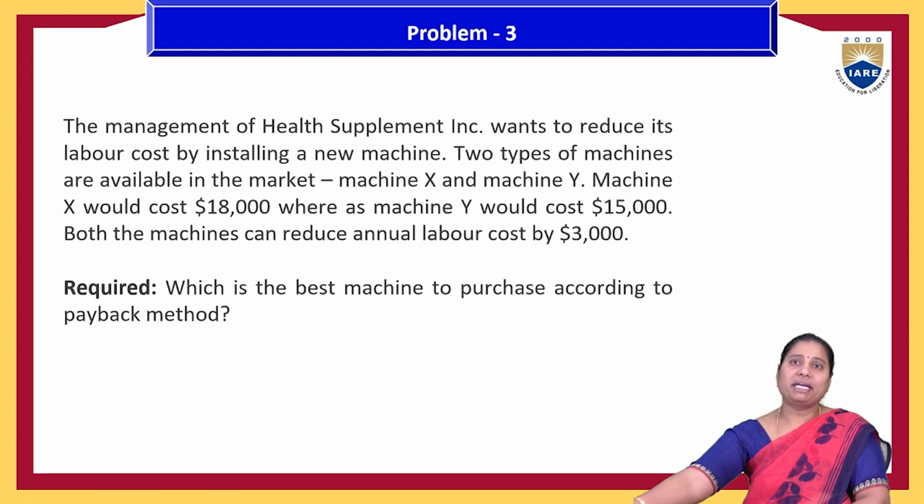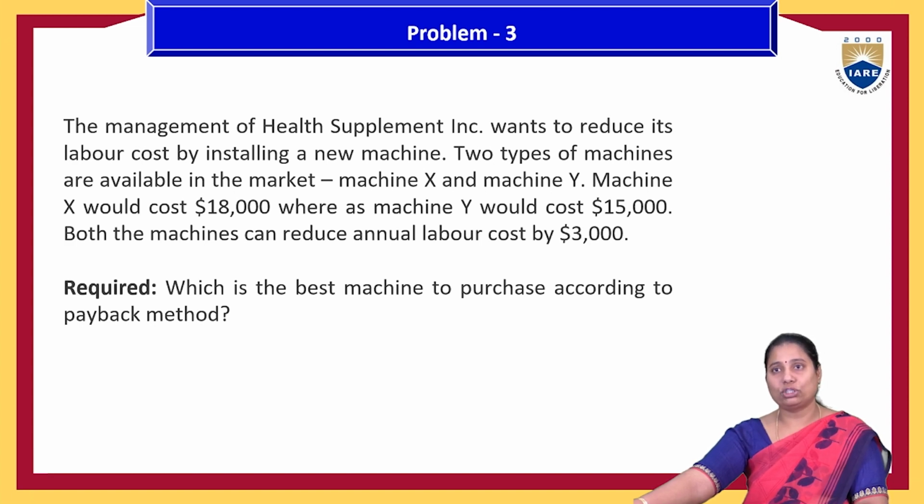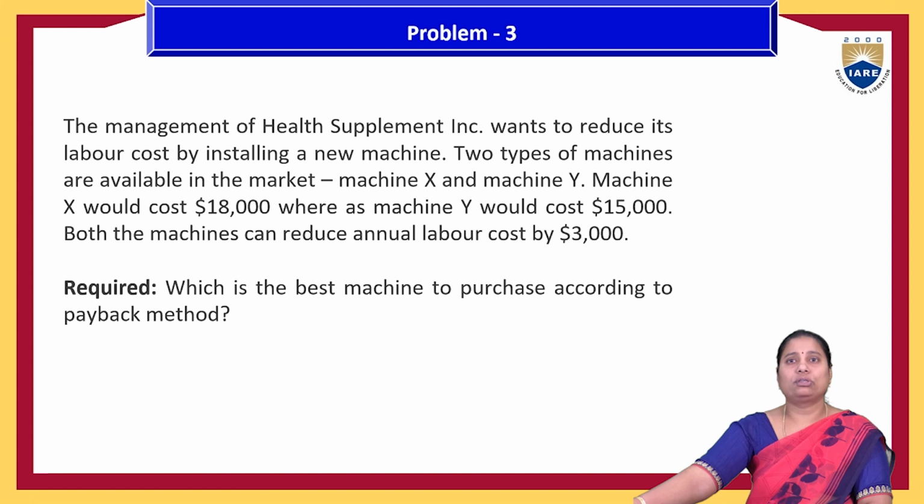Next, the management of Health Supplements Incorporation wants to reduce its labor cost by installing a new machine. Two types of machines are available in the market, Machine X and Machine Y. Machine X would cost 18,000 rupees, whereas Machine Y would cost 15,000. Both the machines can reduce annual labor cost by 3,000. You are required to calculate which machinery has to be purchased based on the payback period. Very easy: Machine X is costing 18,000, Machine Y is costing 15,000.